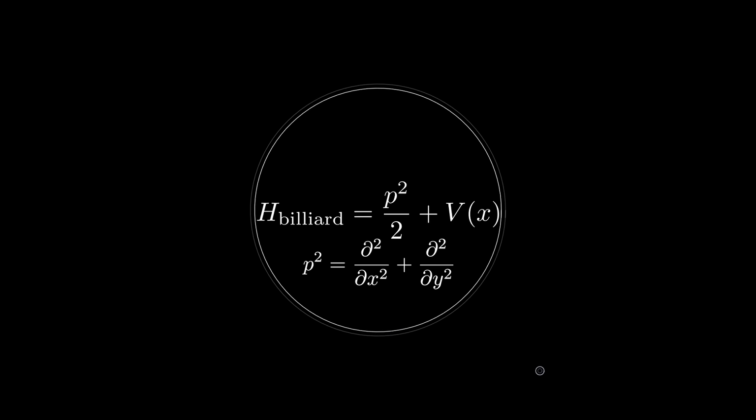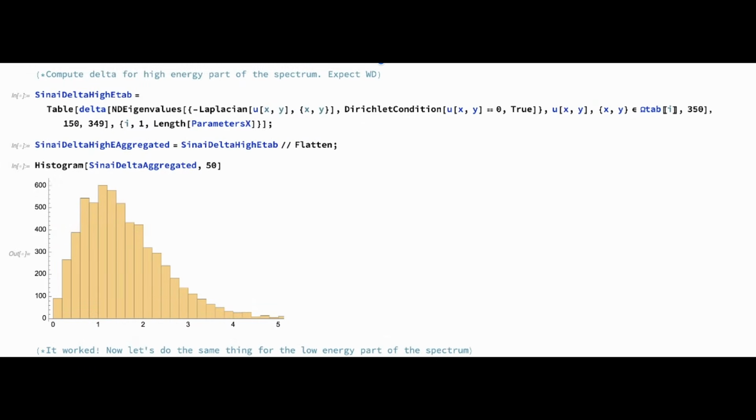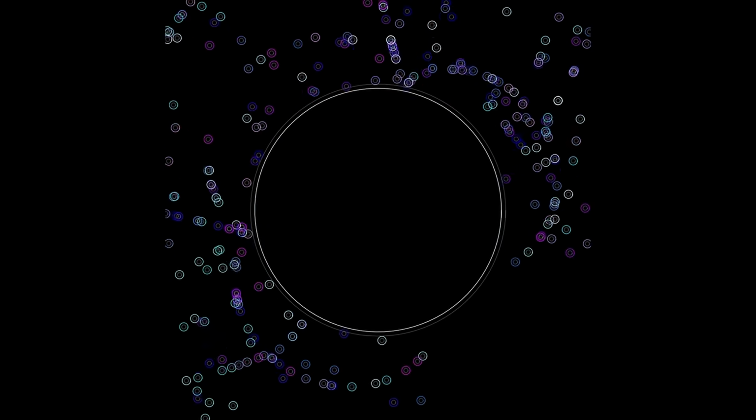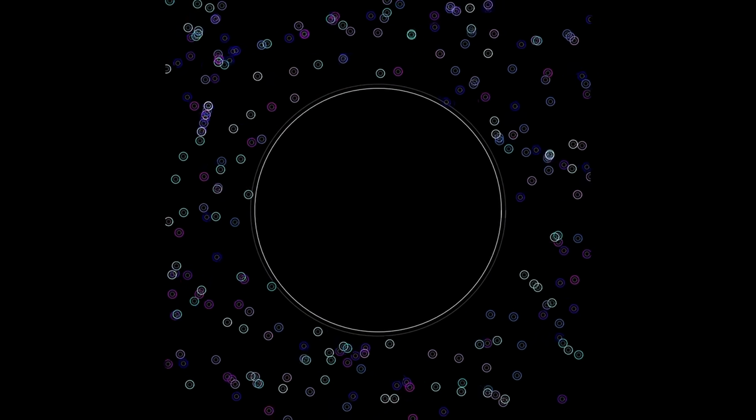Now, if we numerically solve this Laplacian in a simple program such as Mathematica, we find that the high energy part of the spectrum is distributed like the Wigner-Dyson distribution we've seen before. And it turns out that we actually understand the reason for this, and it is related to the system being classically chaotic. But billiards are just one of many deterministic, real-world physical systems that display random matrix theory statistics.